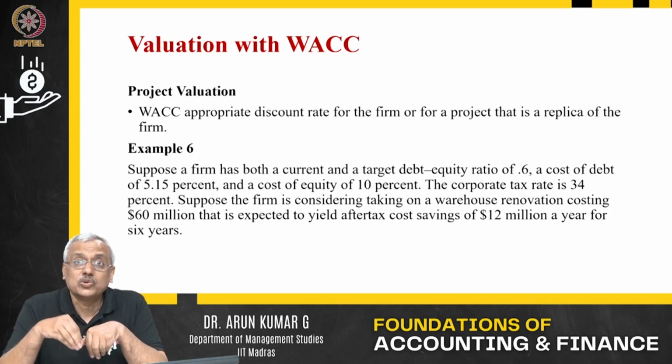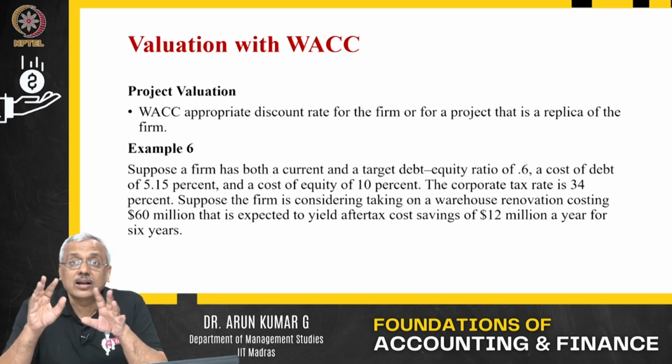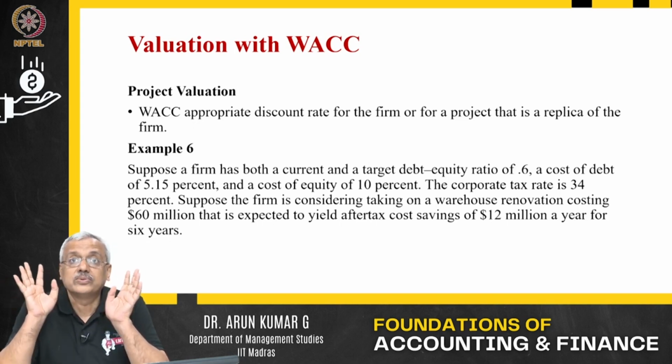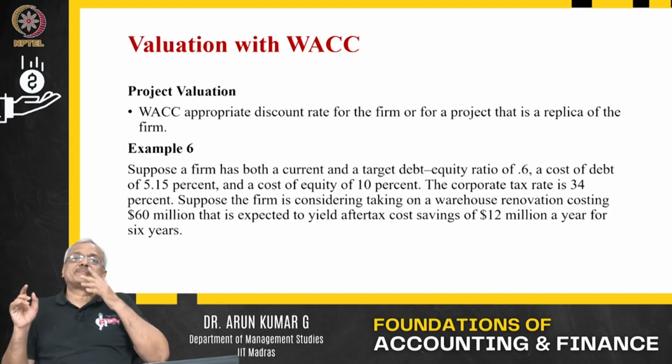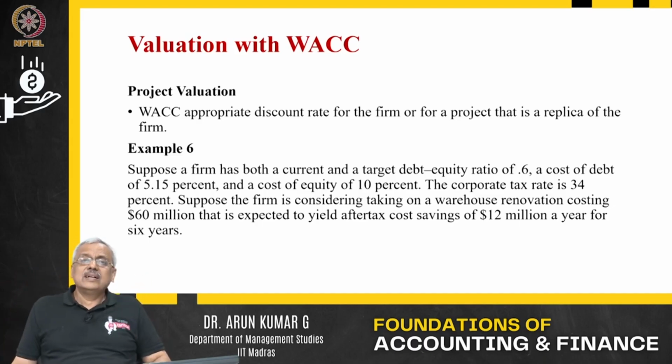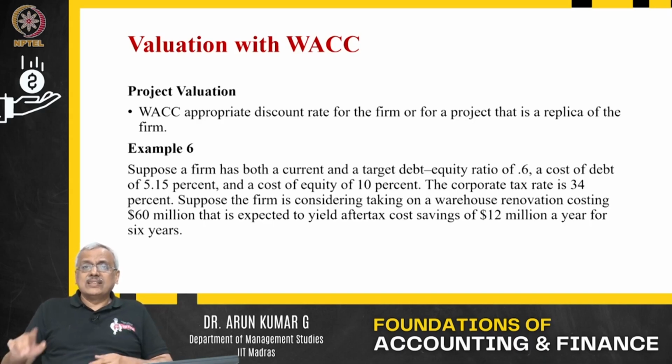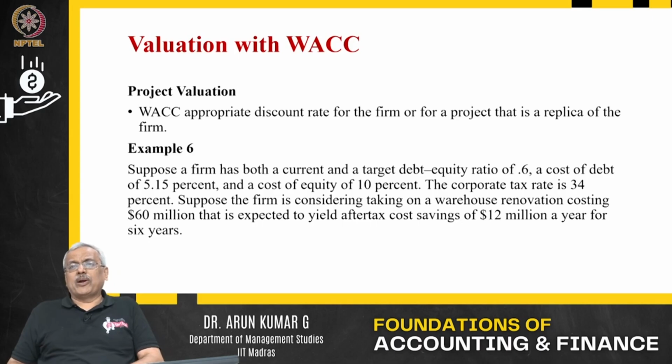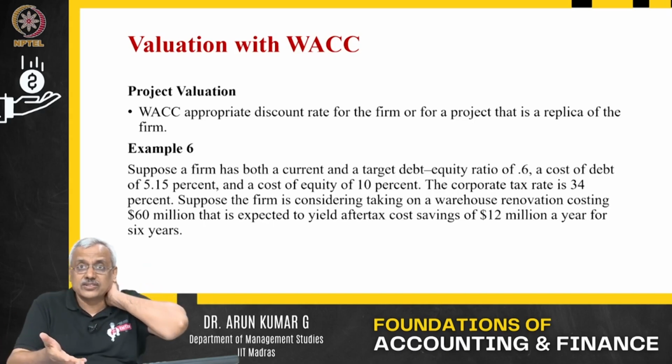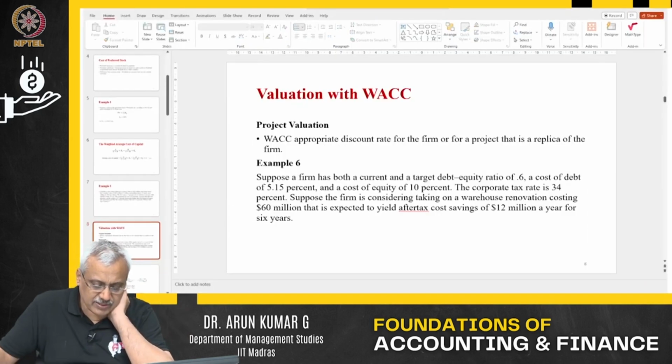Now, the question is, should the firm take up this renovation at the cost of 60 million given the cost of capital, or should it not do that? I repeat, should the firm take up this renovation activity at the cost of 60 million with a particular cost of capital, because the 60 million I have to borrow or raise in a combination of debt and equity, or should they not take it up if the return is going to be 12 million a year? Let us solve it here.